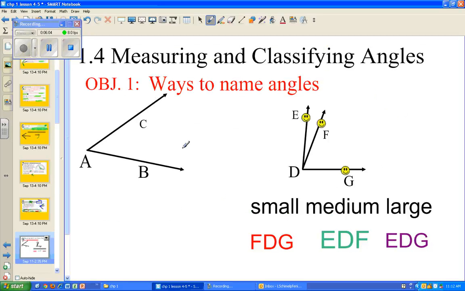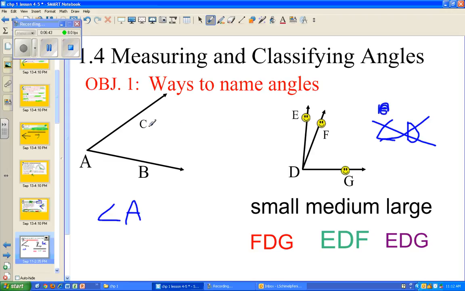Okay, here is a sheet, and we're going to talk about ways to name angles. And this is where I told you sometimes you can use 3 letters, sometimes you only have to use 1. When do you only have to use 1 letter? If there's only 2 rays coming out of it. So the picture on the left, I could simply call it angle A, where the picture on the right, I cannot call it angle D. I can't call it angle D because the reader would not know, is she talking about angle EDF, FDG, or the larger angle EDG?